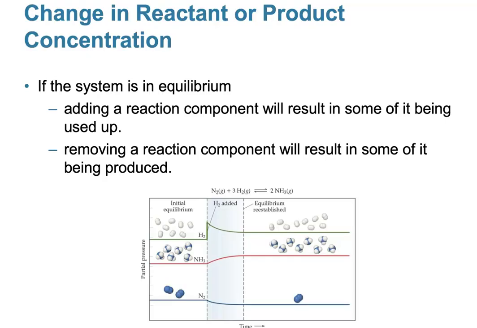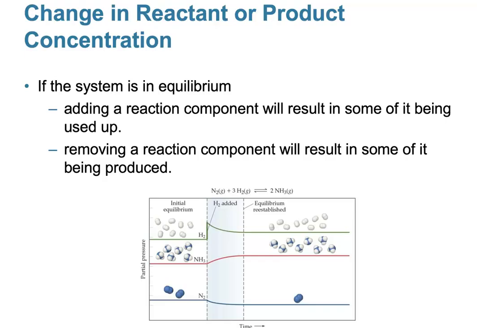Okay, so let's go through these now in each example. Here I have a change in reactant or product. So adding a reaction component will result in some of it being used up. So here you can see my initial equilibrium. I have H2 and N2. I know they're in equilibrium because the graph is flat. But now I added more H2. Look at how my green line spiked up.